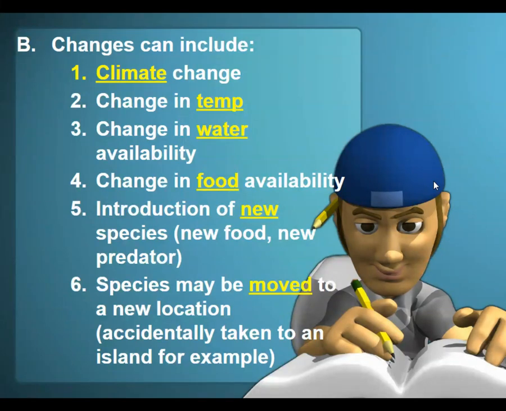Four, a change in food availability. Five, introduction of new species, which means either new food or a new predator, or just something to compete with. Number six, species may be moved to a new location. For example, accidentally taken to an island, like Darwin's finches. They were somehow blown, probably by a storm, to the Galapagos Islands, and they had a brand new environment there, and they evolved.